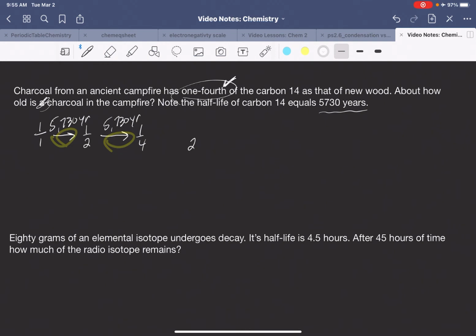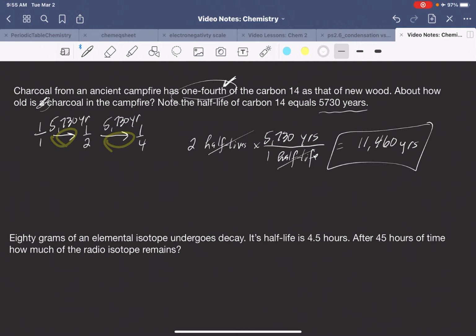So we've got 2 half-lives, and one half-life is 5,730 years. Multiply that twice, you'll get 11,460 years. So about 11,500 years ago, that fire was burning bright. All right, let's try one more.